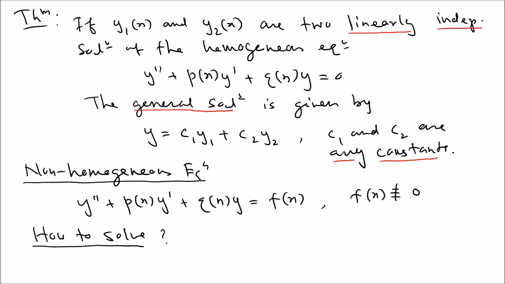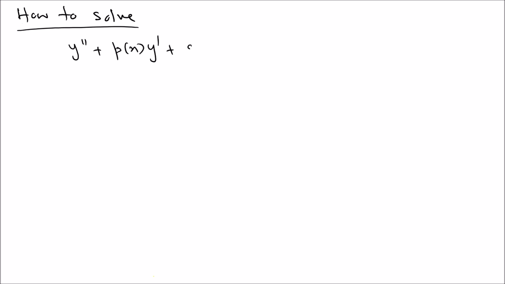What we can do is split the problem into two parts. We're going to do y double prime plus p(x) y prime plus q(x) y equals 0. That part is what we call the complementary problem. And then we talk about the whole equation again, y double prime plus p(x) y prime plus q(x) y equal f(x), the whole equation.